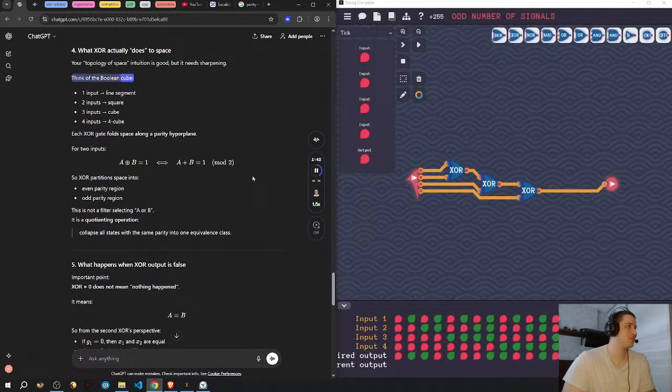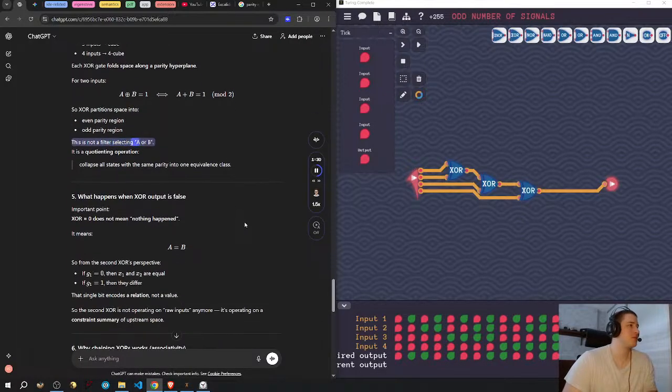Think of the Boolean cube. 1 input, line segment. 2 inputs, square. 3 inputs, cube. 4 inputs, 4-cube. Each XOR gate folds space along a parity hyperplane. So XOR partitions space into even parity region and odd parity region. This is not a filter selecting A or B. It is a quotienting operation. Collapse all states with the same parity into one equivalence class.